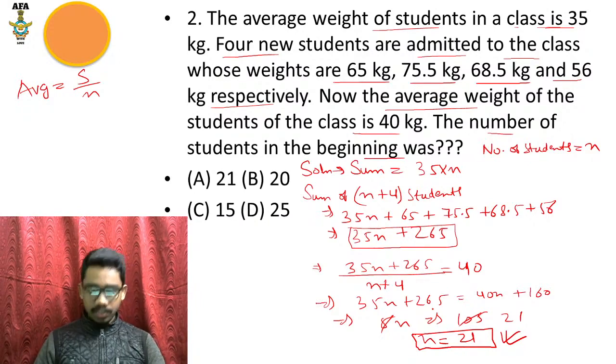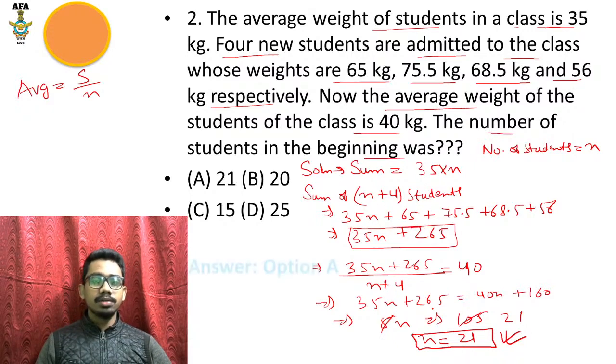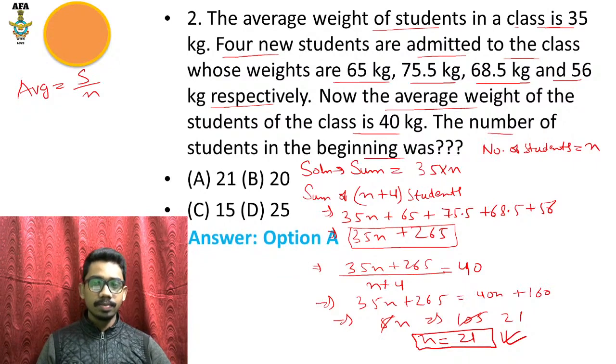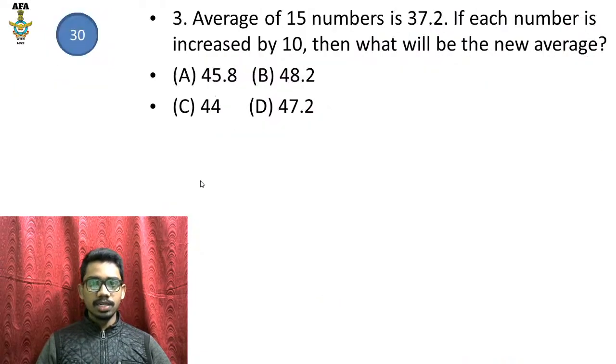I hope this question is clear to everyone. Now moving on to the third question. Correct answer is answer option A, that is 21. I hope this is clear to everyone. Now moving on to the next question, that is question number 3. Easy question. Try to solve this question by yourself.